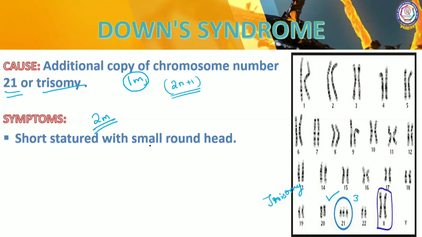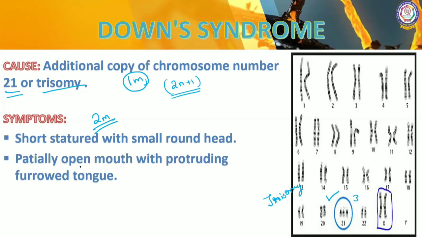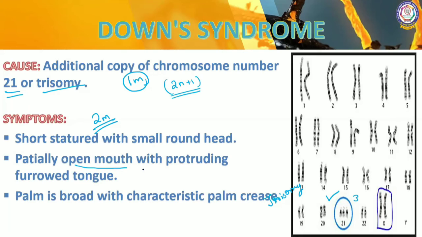The person looks short with a round head and partially opened mouth with a broad palm and slow mental development. It leads to mental retardation also.